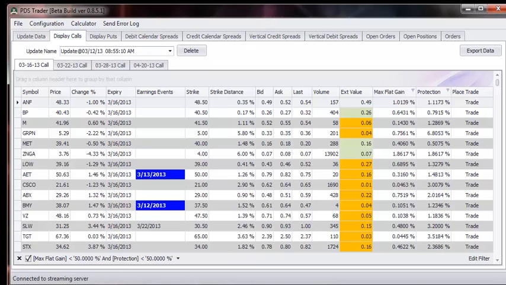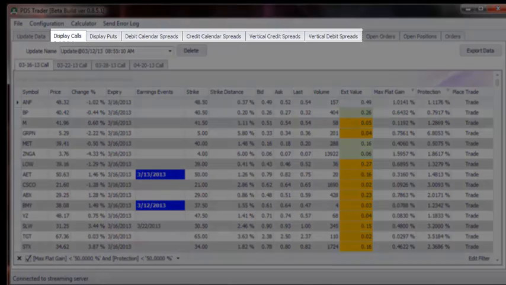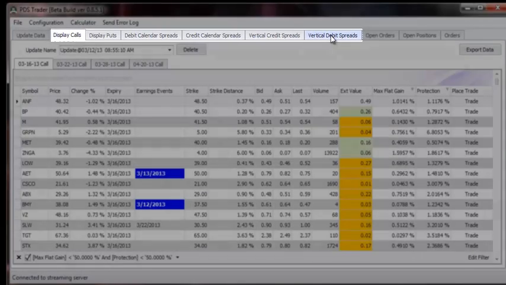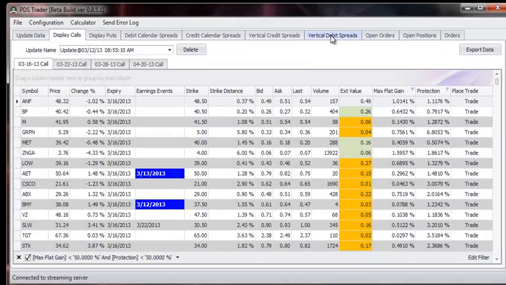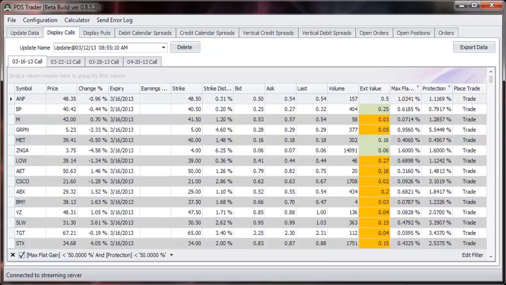The PDS Trader is a unique options software that is designed to easily find opportunities for 6 option strategies trading weekly options. The strategies that the PDS Trader uses are covered calls, naked puts, debit calendar spreads, credit calendar spreads, vertical credit spreads, and vertical debit spreads. The PDS Trader also has a variety of filters to show only trades that meet certain criteria, but we'll get to that later.